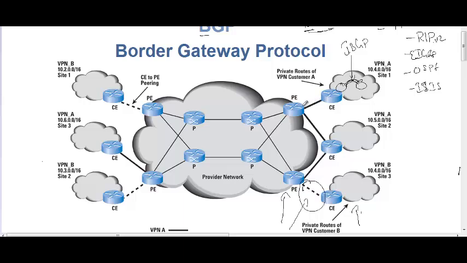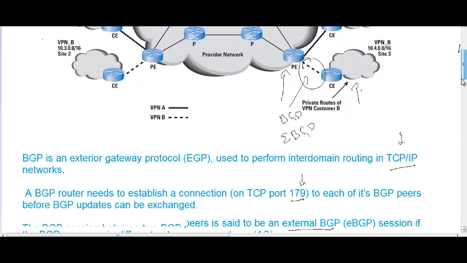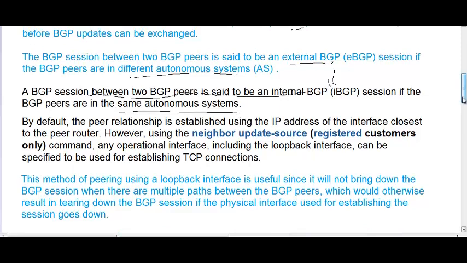If neighbors are formed between two routers that belong to different autonomous systems, this belongs to this autonomous system, this belongs to this autonomous system, then we call it eBGP. iBGP, eBGP. So a BGP session between two peers is said to be internal, iBGP, if the BGP peers are of the same autonomous system.